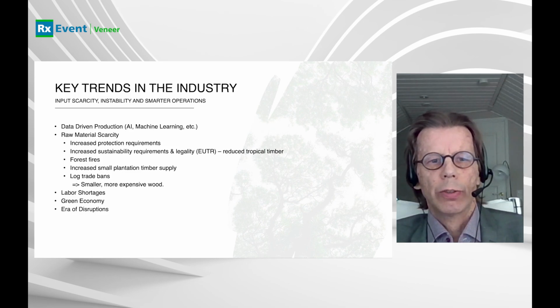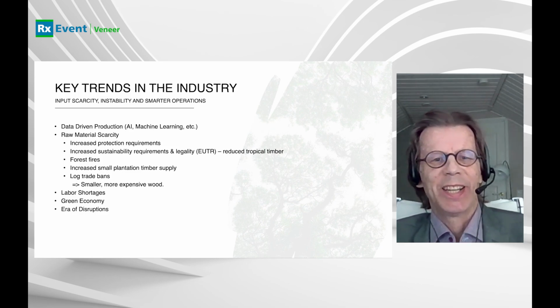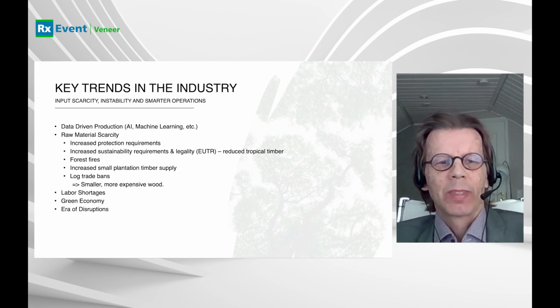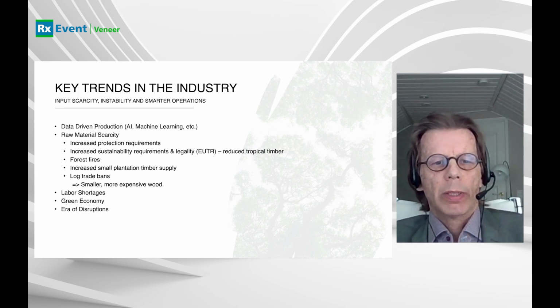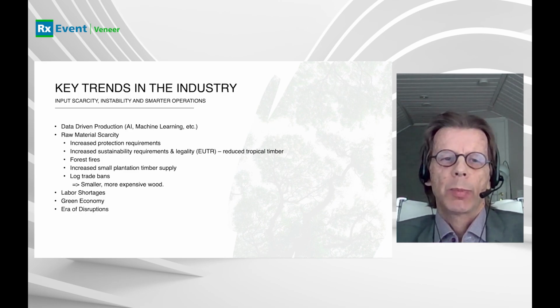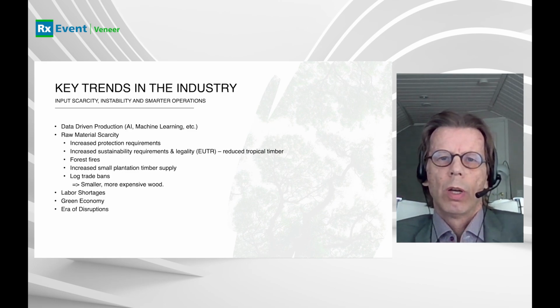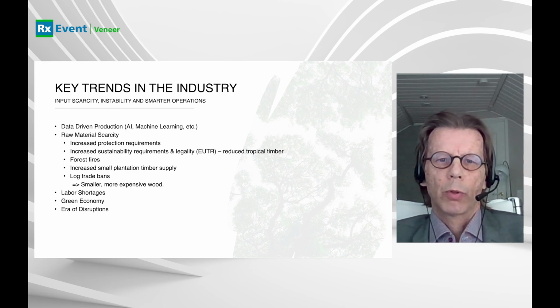The third trend in the business is the increasing labor shortages, and this is a global phenomenon that impacts most veneer producing regions. It is becoming increasingly difficult to attract especially skilled labor to the remote locations where veneer is usually manufactured. So this means that veneer industry will have to focus even more on automation in its processes.